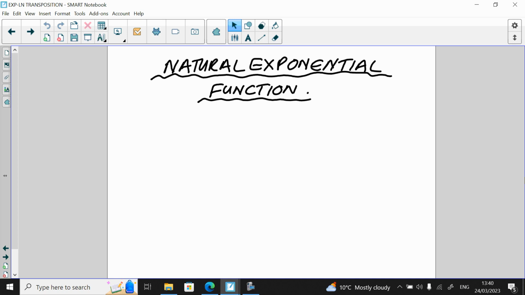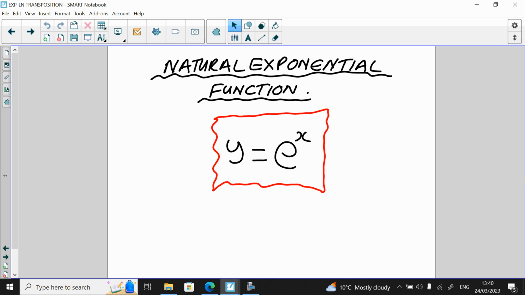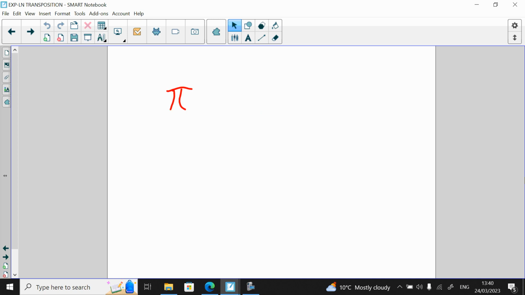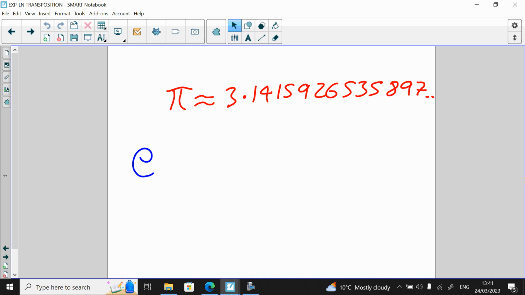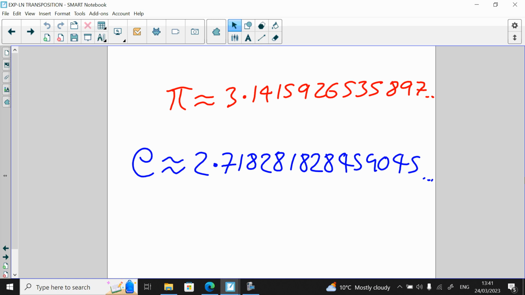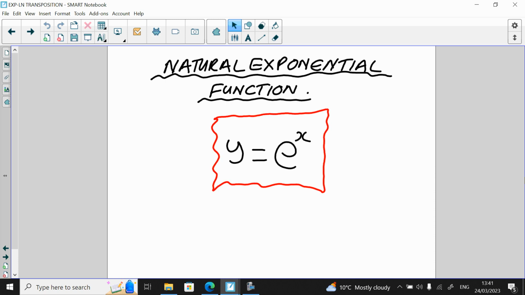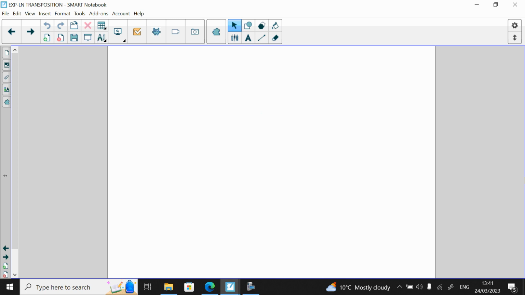You've seen the natural exponential function before. Hopefully, y equals e to the power x. So why am I introducing pi? Because it's a very familiar constant, 3 and a bit, and e is just a wee bit less than pi. So here, as we've seen, y equals e to the power x. For us, we have seen it in a certain place. E is equal to negative mu.